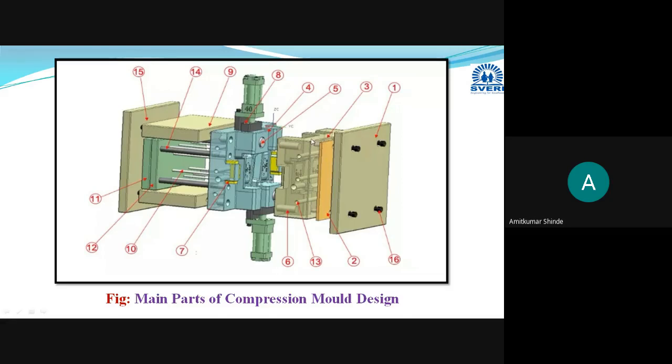Then this is the cavity plate and this is the core plate. Now this cavity plate provides the gap, and it helps give the required shape and size to your plastic product, and it gives the place or entrance for your plastic material. Then this is the core plate. It will help you in the opening and closing of the mold as per your need.